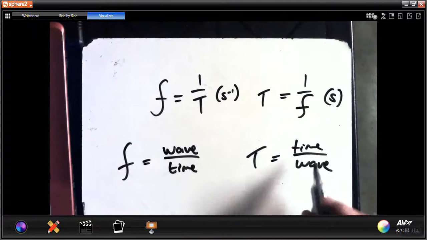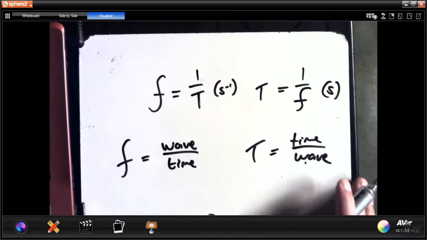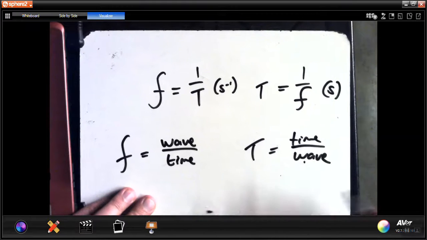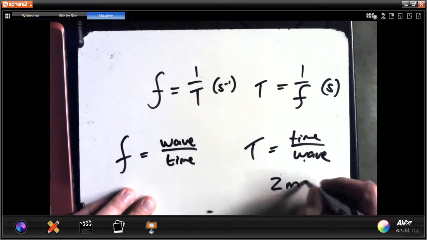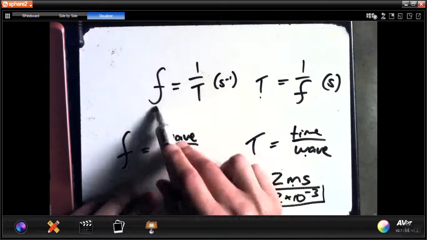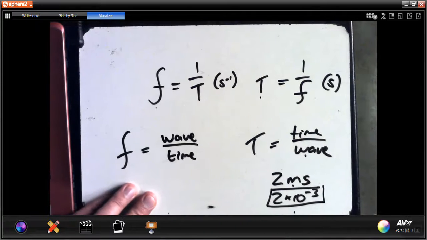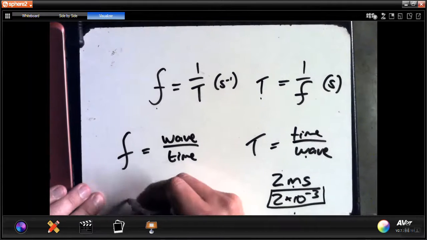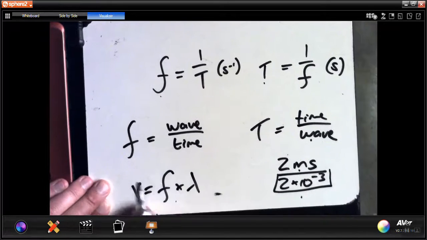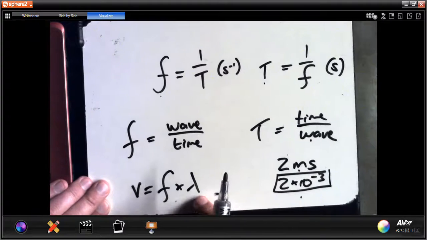Now we have the time per wave from my cathode ray oscilloscope. The time per wave was 2 milliseconds. So now I know that the period is 2 milliseconds, or 2 times 10 to the minus 3, and I can use this to calculate my frequency. So 1 over that will give me my frequency. As soon as I have my frequency, if I know the speed of a sound wave, for example, and I know its frequency, I can calculate the wavelength.